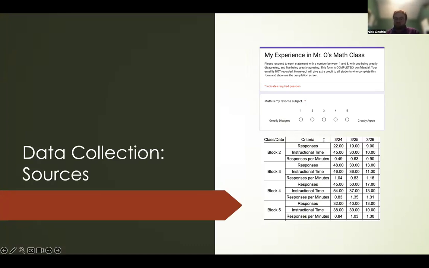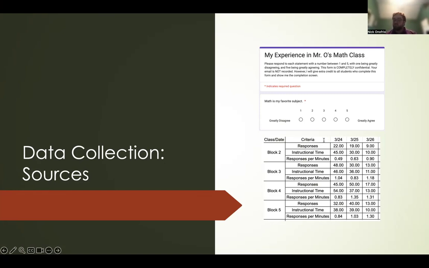First, I used a 10-question survey that my students took twice to figure out what happened with growth mindsets and classroom community. Second, I used a response tally where I divided the number of responses by the length of instructional time to create a response per minute.